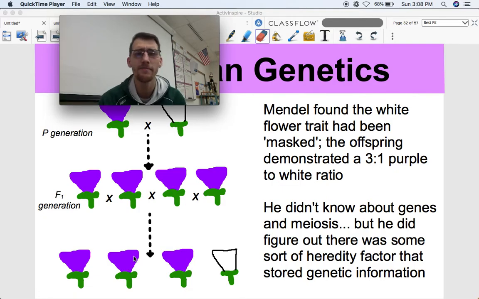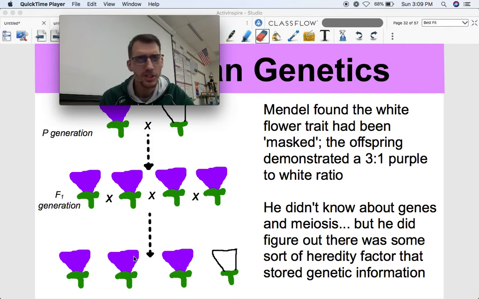That means 75% of the pea plants that he crossed were purple, and only 25% of them had these white flowers, right? So Mendel is just figuring this out based off of, I'll cross these together and then I'll count how many are purple, how many have white flowers, so on and so forth.